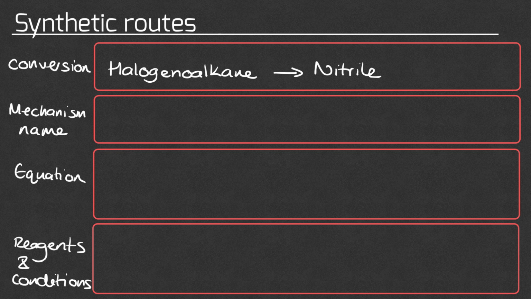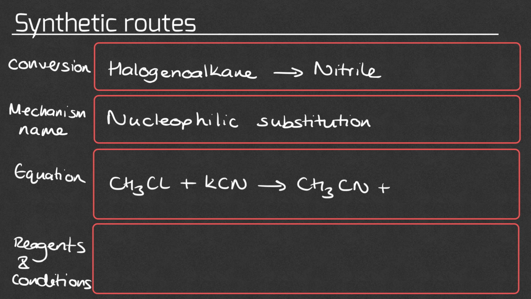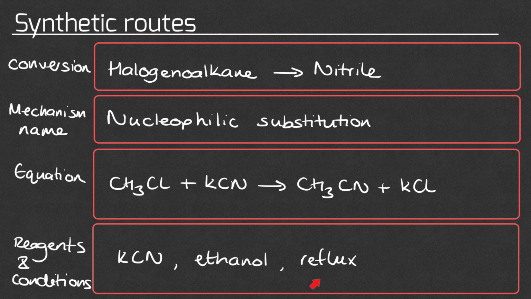For the conversion of a halogenoalkane into a nitrile, it uses a nucleophilic substitution mechanism. An example equation would show the halogenoalkane reacting with a molecule of potassium cyanide to form a nitrile and a molecule of potassium chloride. The reagents and conditions for this reaction are potassium cyanide in an ethanol solvent, and it would need to be refluxed.